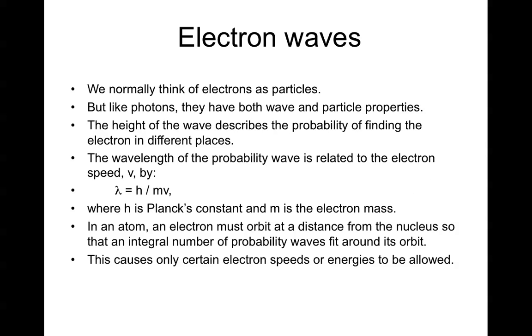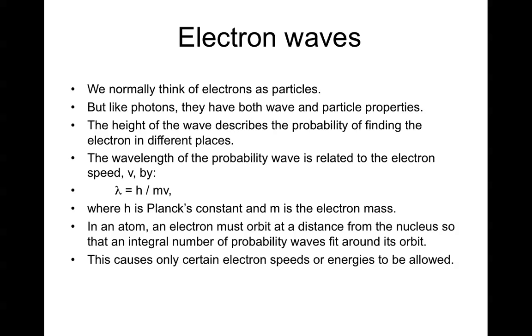Now, it's complicated by the nature of these very small particles. We normally like to think of electrons as particles, but like photons, they have both wave and particle properties. The height of the wave in the case of the electron describes the probability of finding the electron in different places. The wavelength of the probability wave is related to the electron speed by the equation lambda is equal to h, Planck's constant, divided by m times v, where m is the mass of the electron. In an atom, an electron must orbit at a distance from the nucleus so that an integral number of probability waves fits around its orbit.